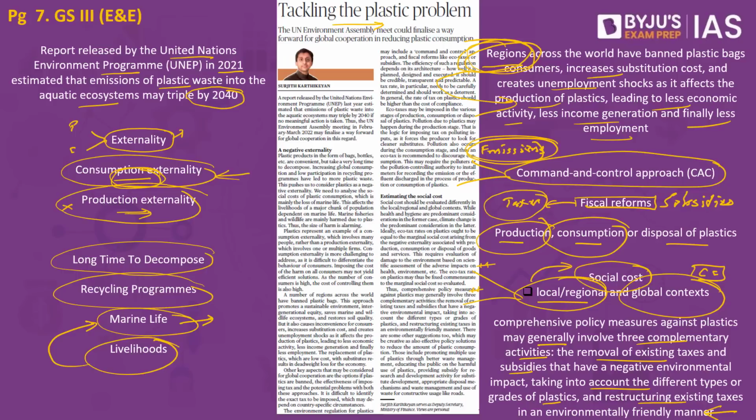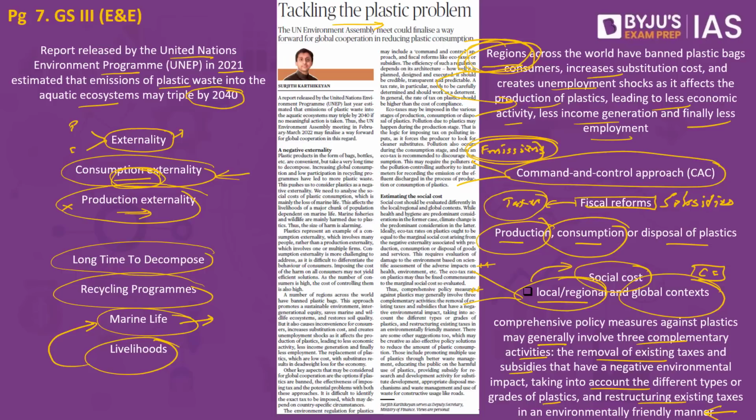Added to this, which can happen at the command and control approach level, the fiscal reforms level and the taxation level, we also have to make sure that people are given an awareness about the harmful impact of plastic. On one side, we have to make sure that companies are given subsidies so that they can develop an alternative means to plastic, and at the same time we also have to ensure that the public are given an awareness so that they can go for an alternative substitute.